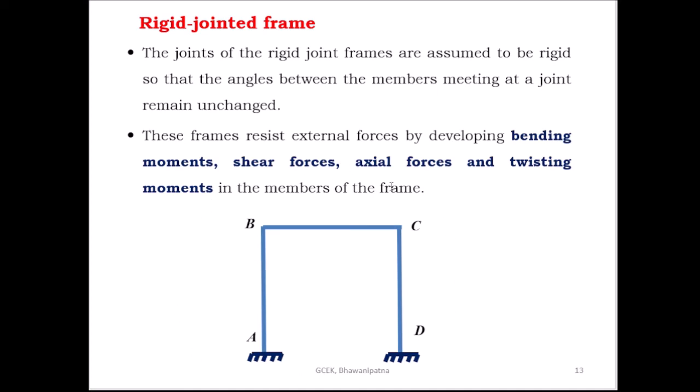The rigid jointed plane frame resists the external forces by developing bending moment, shear force and axial force. But the rigid jointed space frame resists the external force by developing bending moment, shear force, axial force and twisting moment in the members of the frame.